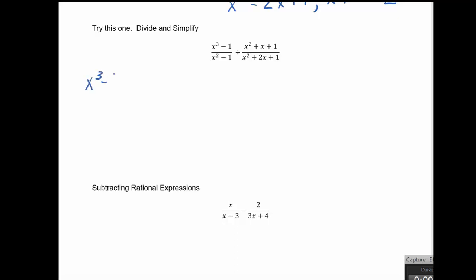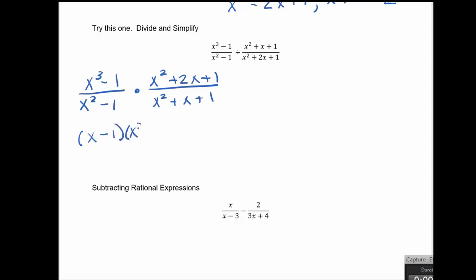X cubed minus 1 over x squared minus 1. Change division to multiplication and flip. Factoring x cubed minus 1 is the difference of 2 cubes. So x minus 1, square the front, change your sign. 1 times x is x, always positive. 1 squared is 1. X squared minus 1, you have the difference of 2 squares.